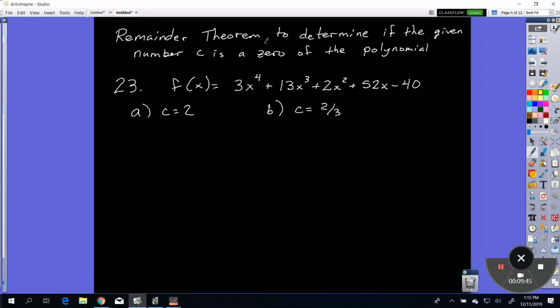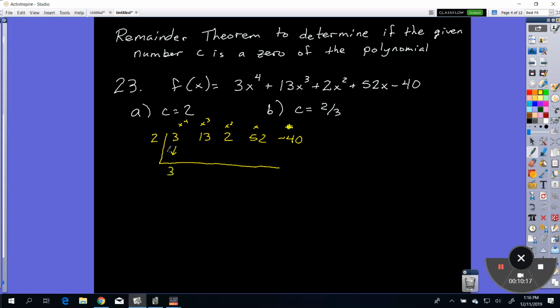So this problem is kind of similar to the last one. It says, determine if the given number c is a 0 of the polynomial. So we're going to do synthetic division again, and if the answer is 0 at the end, we know that it is a 0. So c equals 2. Now my coefficients are 3, 13, 2, 52, and negative 40. Again, remember that's my x to the fourth, x cubed, x squared, x. You have to have all of them covered. So that's just my number term right there.